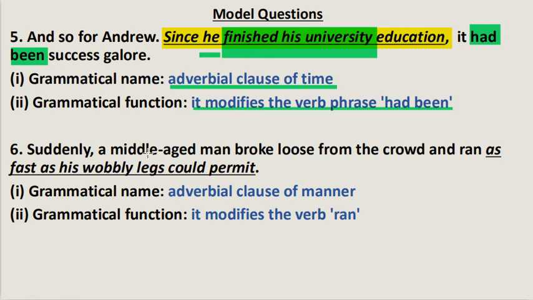Suddenly, a middle-aged man broke loose from the crowd and ran as fast as his wobbly legs could permit. "As fast as his wobbly legs could permit" is underlined. What is the grammatical name? It is an adverbial clause of manner. It tells us how the man ran. Then what is the function? It modifies the verb ran.